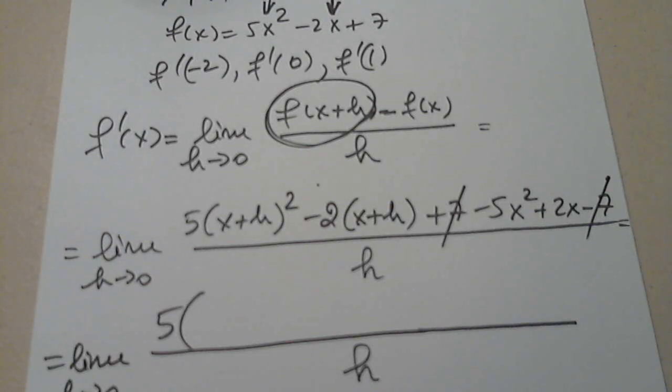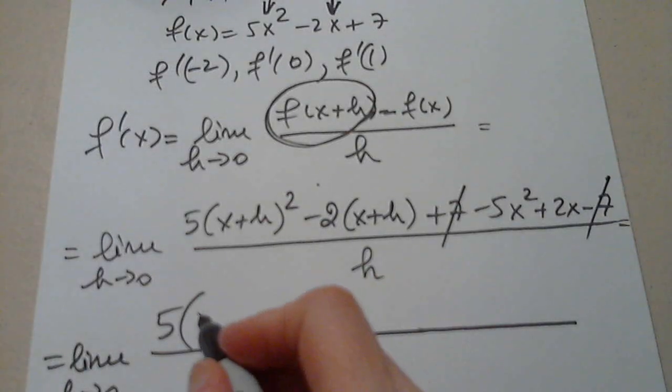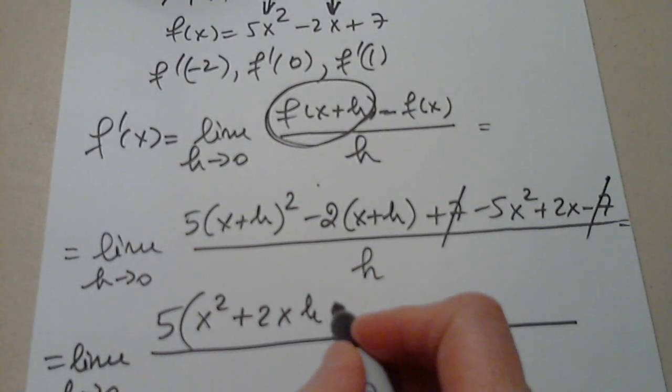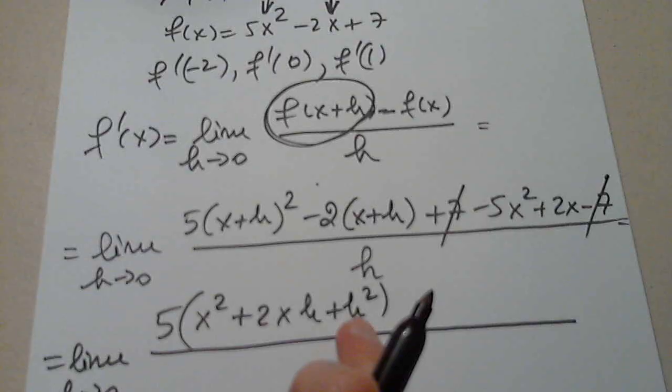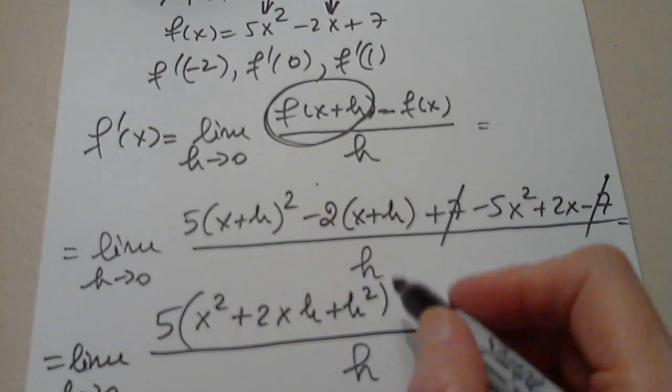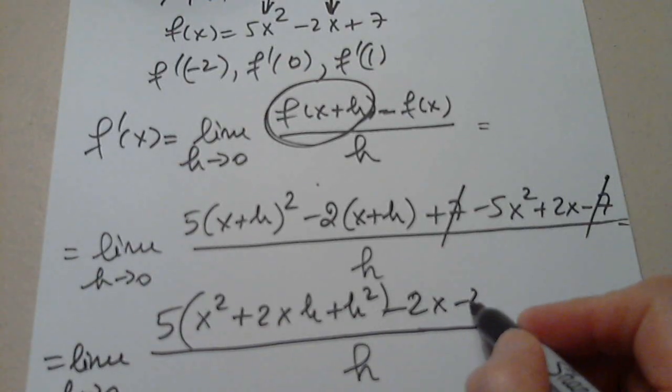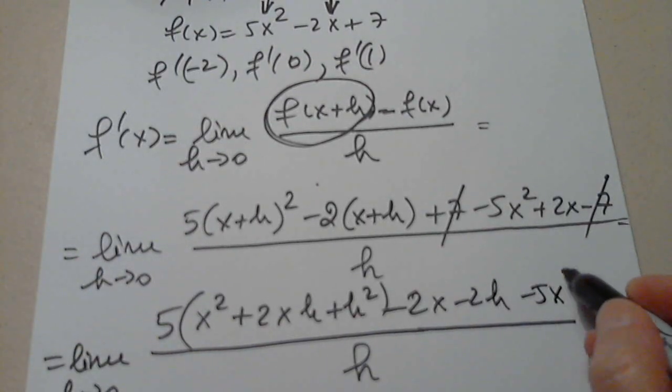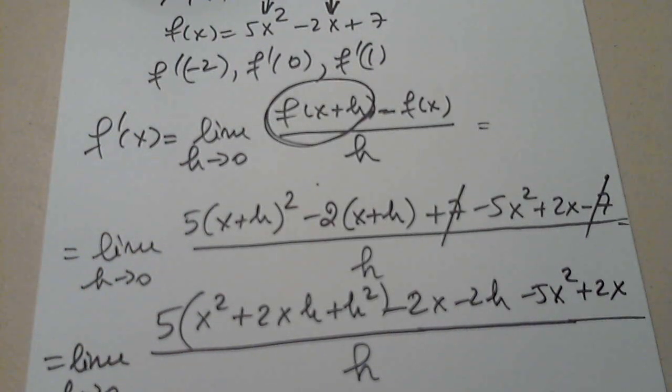X squared plus 2xh plus h squared. Excellent. Thank you so much. X squared plus 2xh plus h squared. Do not distribute before you square, please. Minus 2x minus 2h minus 5x squared and plus 2x.